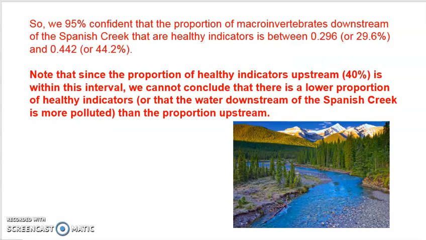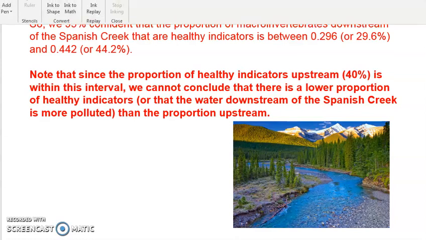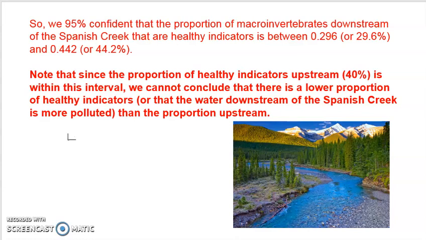And then you have the interpretation. We are 95% confident that the proportion of macroinvertebrates downstream of the Spanish Creek that are healthy indicators, or pollution-sensitive species, is between 0.296, or 29.6%, and 0.442, or 44.2%. Now let's go back to the problem itself. Remember that upstream, in the portion of the river that was known to be clean, 40% of the bugs were known to be healthy indicators. Based upon the sample that we collected, we can conclude with 95% confidence that between 29.6 and 44.2% of the bugs downstream are healthy indicators.